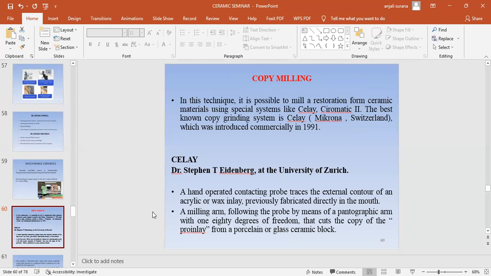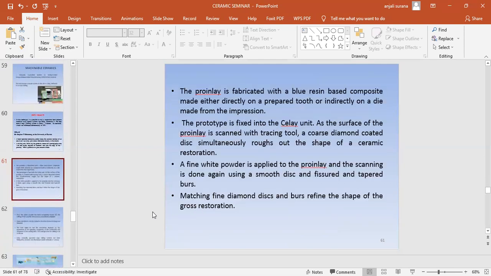A hand-operated contacting probe traces the external contour of an acrylic or wax inlay previously fabricated directly in the mouth. A milling arm follows the probe by means of a pantographic arm with 180 degrees of freedom, and cuts a copy of the pro-inlay from a porcelain or glass ceramic block. The pro-inlay is fabricated with a blue resin based composite, made either directly on a prepared tooth or indirectly on the die made from the impression.